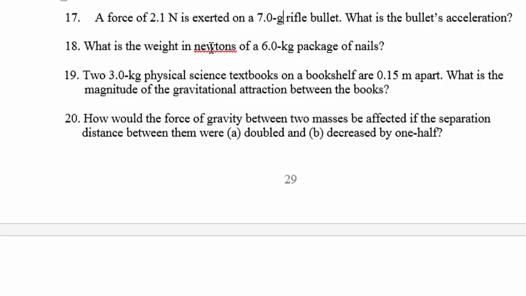In number 18, you are asked to find the weight in Newton. Now remember, the weight is the mass times the acceleration due to gravity. So you have to multiply 6 kilograms by 9.8 meter per second per second.